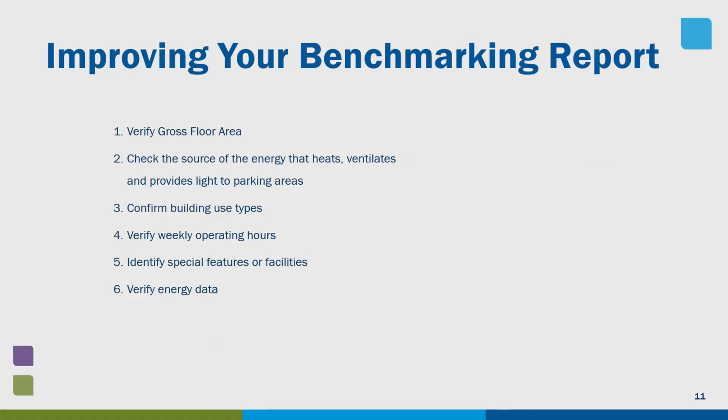So how can you improve your benchmarking report? Here's a high-level outline of what we're going to cover in this video in detail. We'll go over verifying gross floor area, checking the source of the energy that heats, ventilates, and provides light to parking areas, confirming building use types, verifying weekly operating hours, identifying special features or facilities, and verifying energy data.